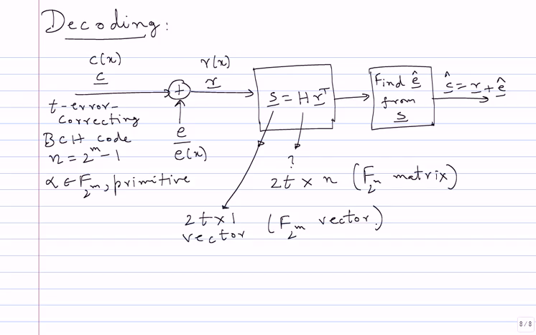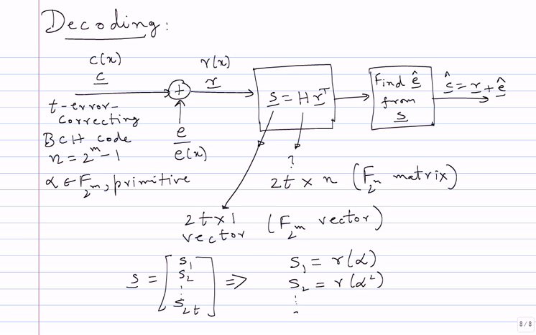Now I gave you an argument for why it is useful to think in terms of polynomials: the parity check evaluation can be written as evaluation of the polynomial at alpha, alpha square, and so on. So when I do H times R transpose, I am evaluating R of x at alpha, alpha square, and so on. If I think of the syndrome vector S as S1, S2, up to S2t, then S1 will be R of alpha, S2 will be R of alpha square, and so on. S2t will be R of alpha power 2t.